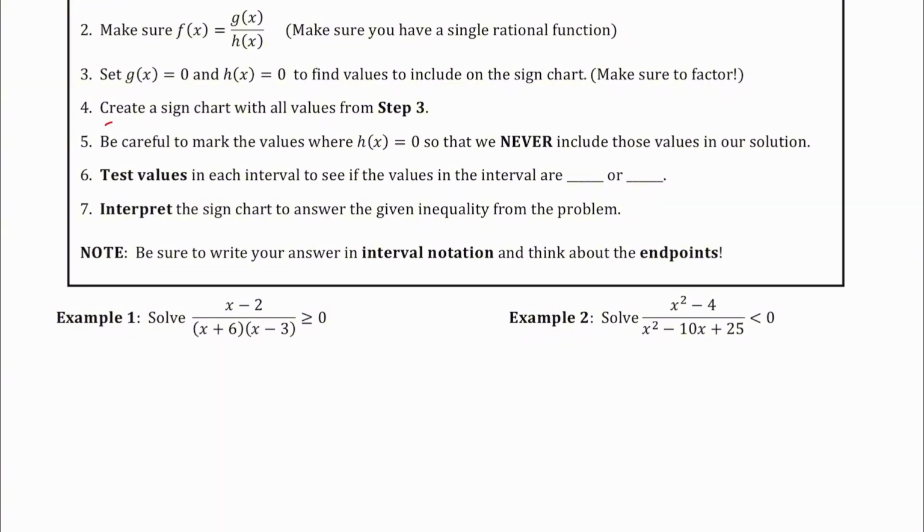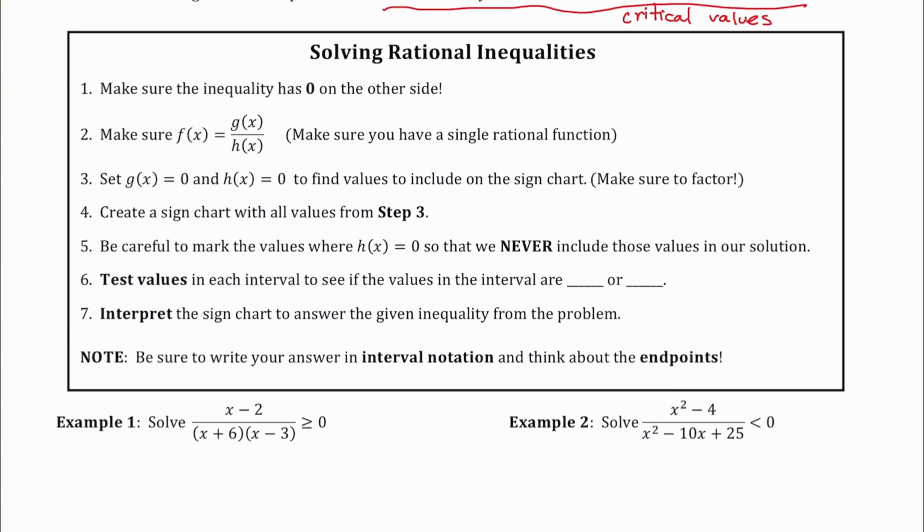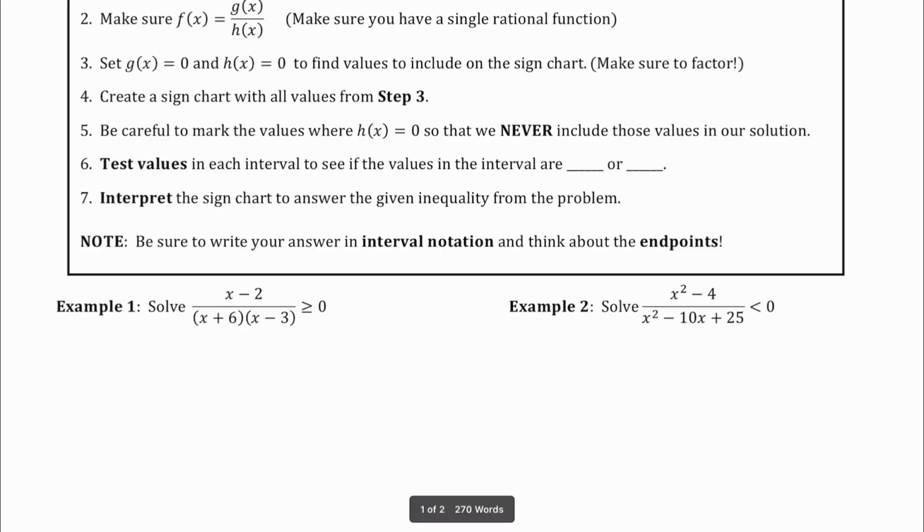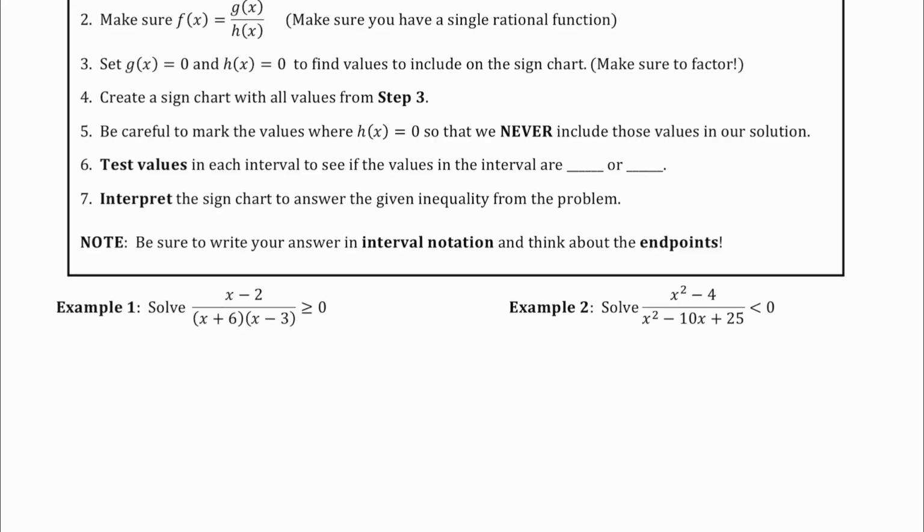Then we want to create a sign chart, which is that number line where we find numbers in between those critical values to see if they're going to output a negative or a positive number. If it's positive, then it's over 0, and if negative, then it's less than 0. Then depending on the inequality, if we're trying to solve for less than 0, then the negative intervals would be our answer, and vice versa.